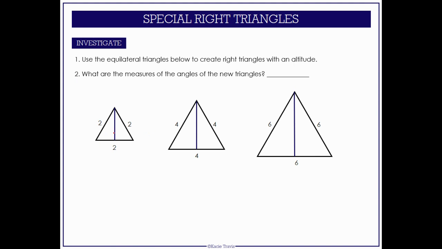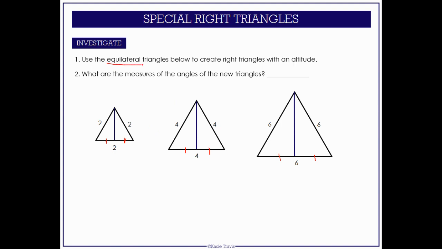All right, so first off, when you make an altitude, not only does it cut an angle in half, it also cuts a side in half. So we also know that this side here and this side here are both the same. This and this are the same. And so is this and this. Now, we got to go through and determine a couple of things.